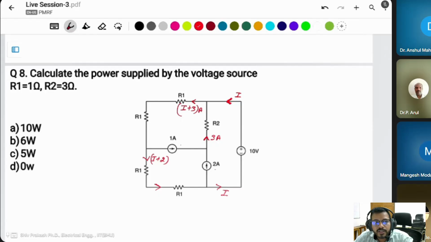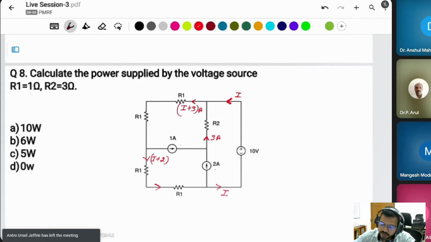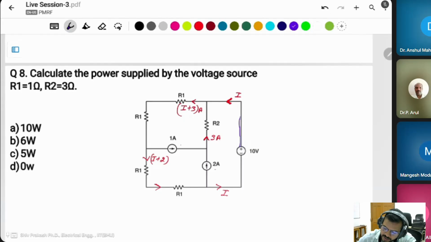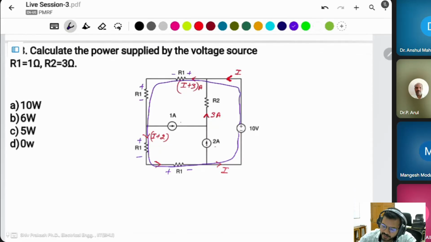Then you have to calculate I. How can you calculate? Simply apply KVL in this loop. This current direction, this is positive, negative, this is also positive, negative. Apply KVL, start from here, minus 10. Sir, how did you get I plus 2, I plus 3? How did it come, sir? Okay, you did not understand how I wrote it? Okay, I will explain.